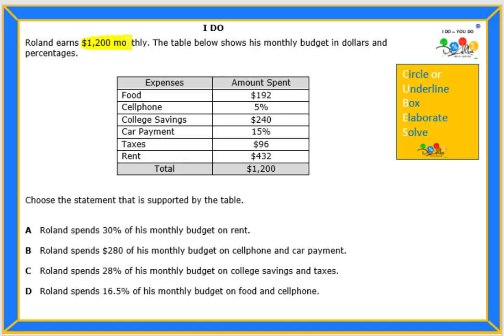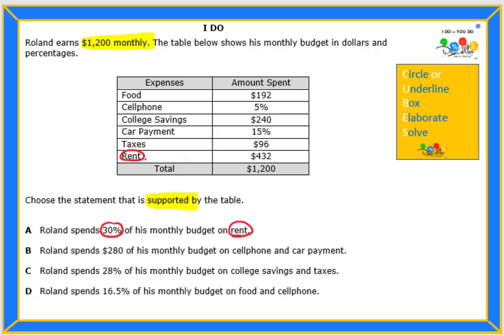Roland earns $1,200 monthly. The table below shows his monthly budget in dollars and percentages. Choose the statement that is supported by the table. So supported, we are looking for something that is true. Let's look at our first statement. Roland spends 30% of his monthly budget on rent.